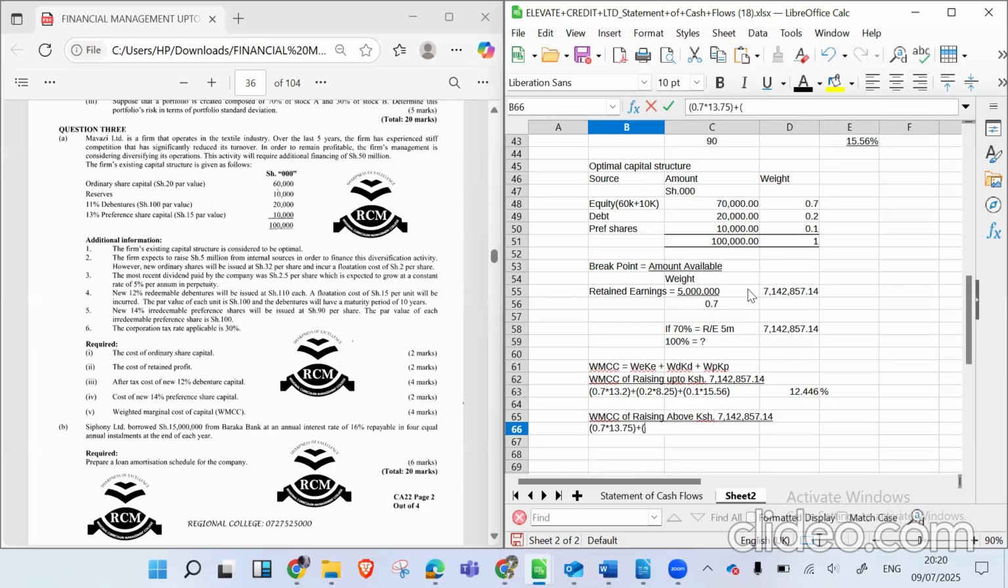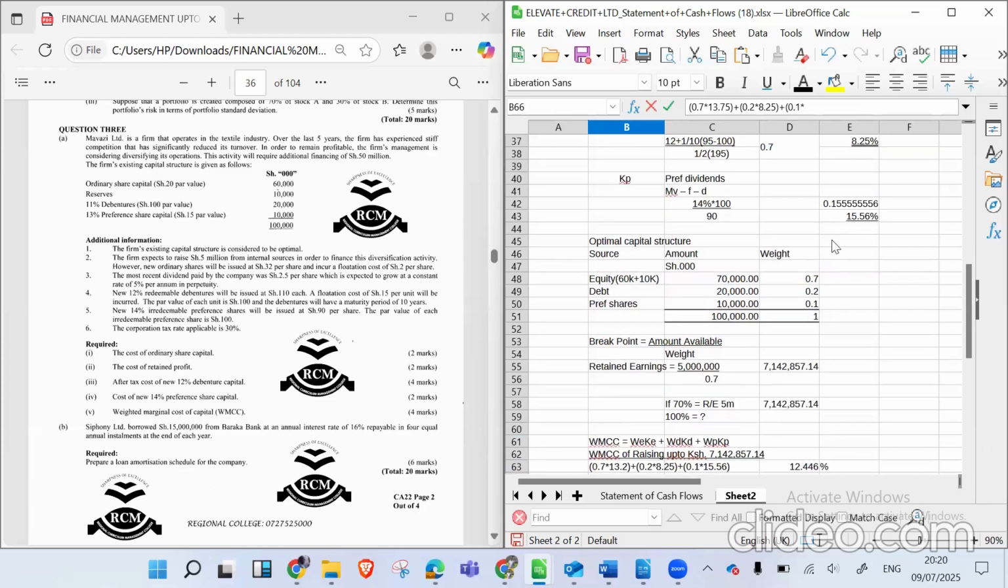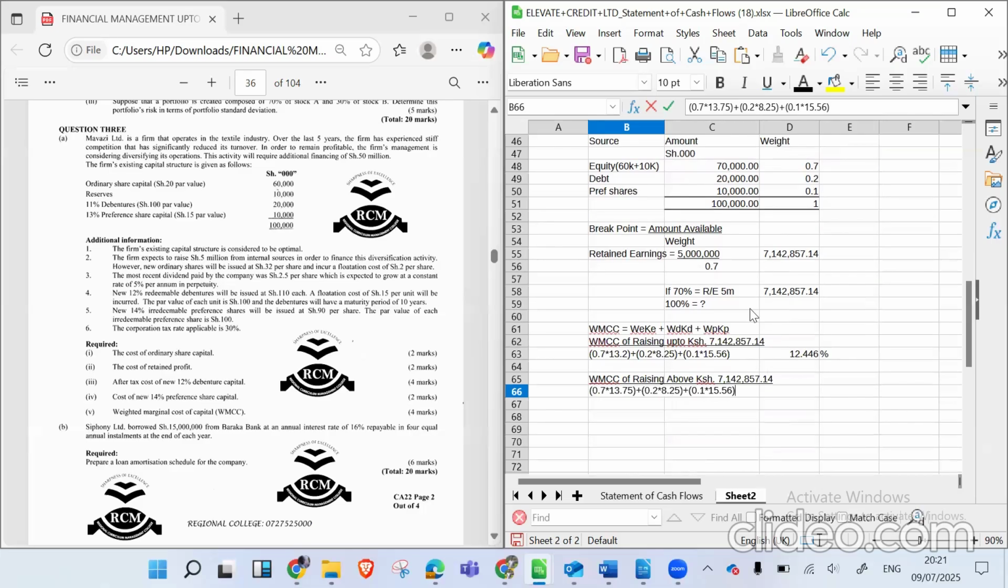So the weight of debt is 0.2, but now I didn't have any other option. Debt ilikuwa tu moja peke yake, and the cost of debt is 8.25. Plus weight of preference shares is 0.1. Preference shares pia ni moja tu, whose cost is 15.56. So there we go.